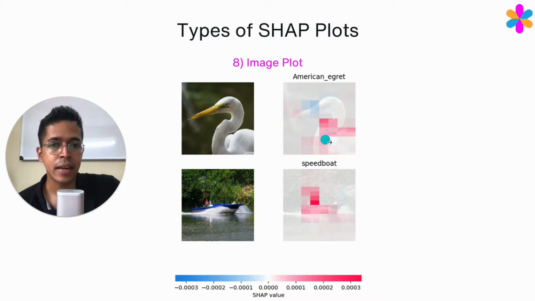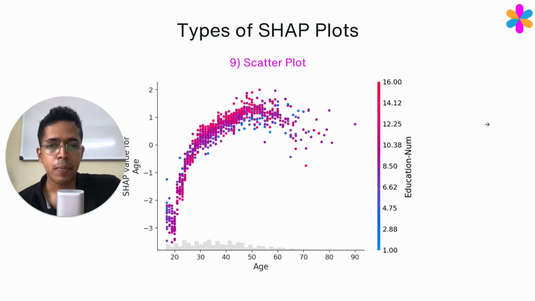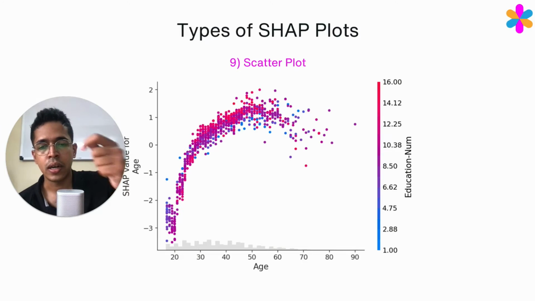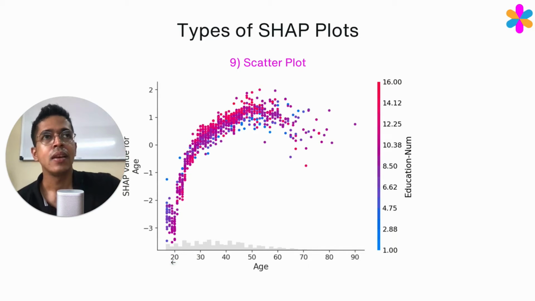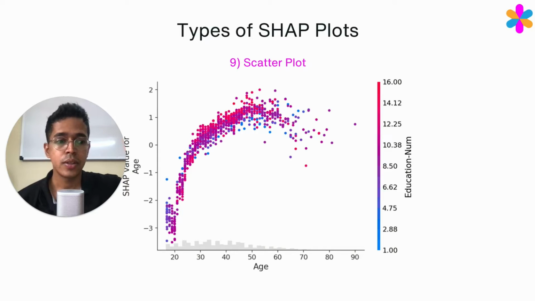And here again, red pixels are contributing maximum towards this image being classified as an American egret. Scatter plot, this same scatter plot we saw earlier. So this is correlation, SHAP correlation between age with respect to age. And here you see the smaller the age or lower the age, more negative the SHAP value. So these low age people have age acting as a negative influence, towards which model is making the prediction that most of these people may have low income.